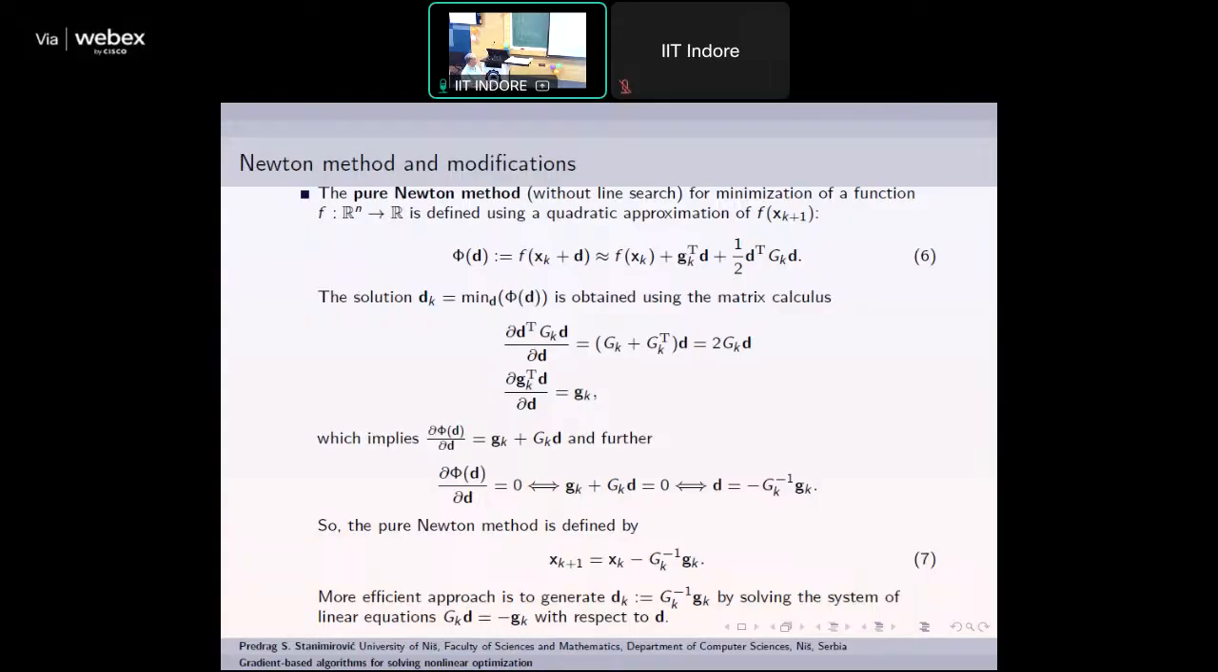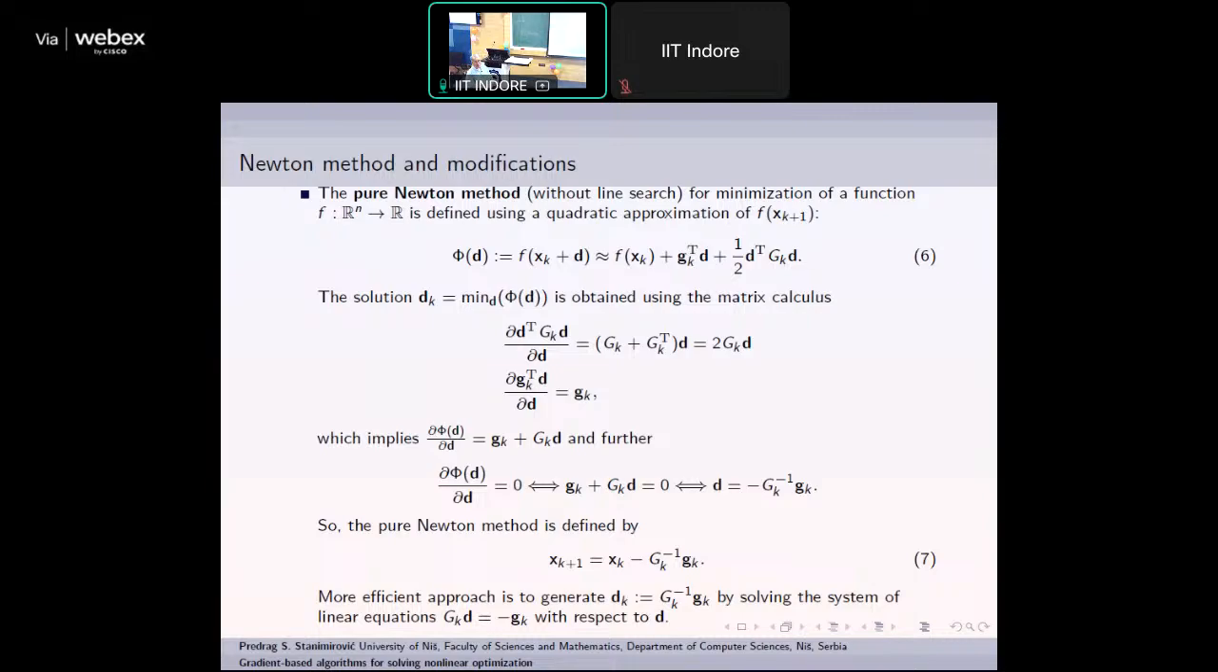Which means that this direction D is given as minus inverse of Hessian times gradient. In gradient descent, we have only minus gradient. Here is matrix G_K made of second order partial derivatives, and finally the inverse of this matrix. And pure Newton method is defined in this way.